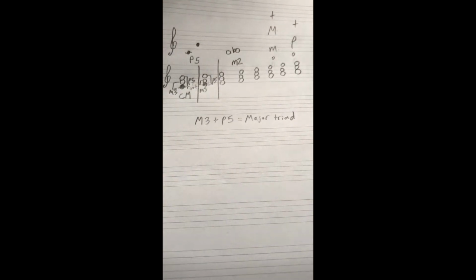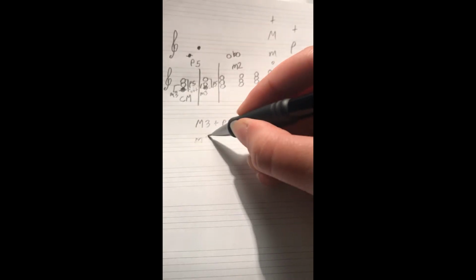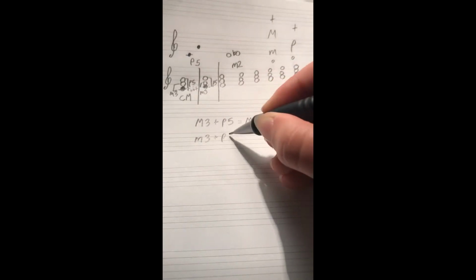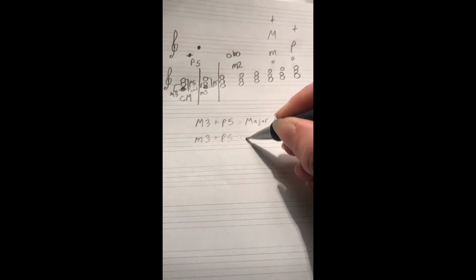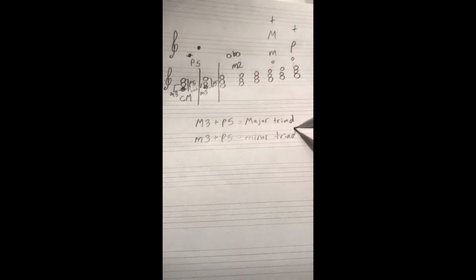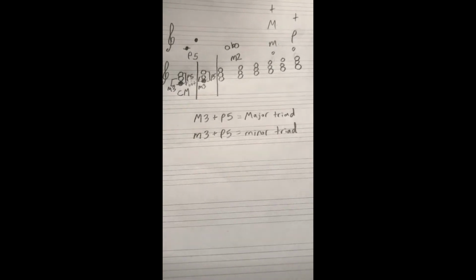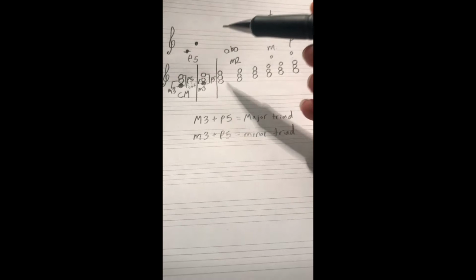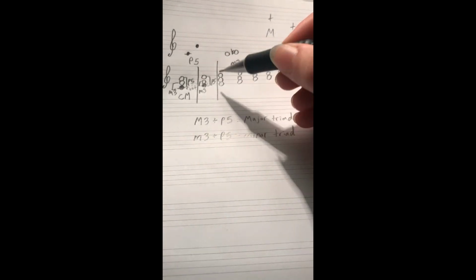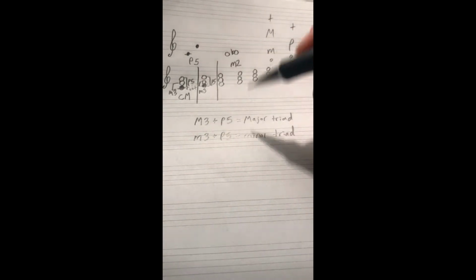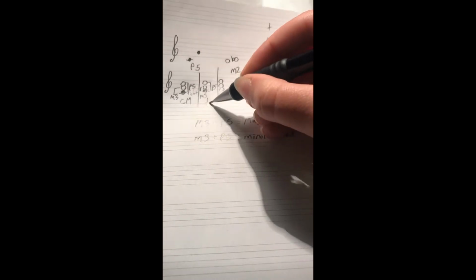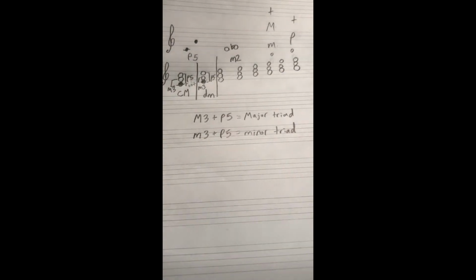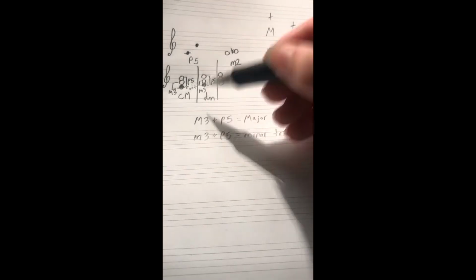So this is where we come to our next section, where if you have a minor third plus a perfect fifth, you have a minor triad. Who saw that coming? Okay, so again, to label our triad, we take the bottom note, which is D, and we already know this is a minor triad, so it's going to be D minor. It's going to be the small letters, because minor's lowercase.